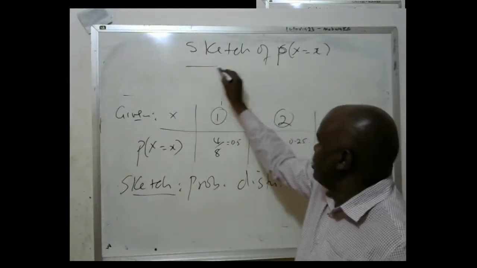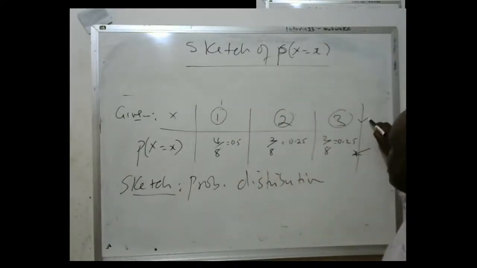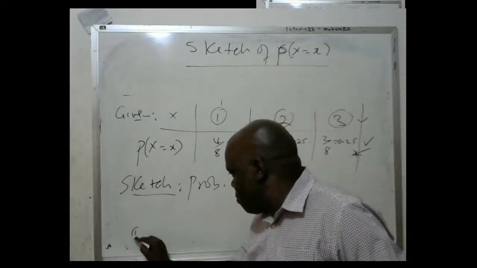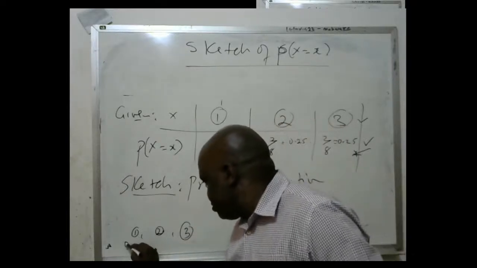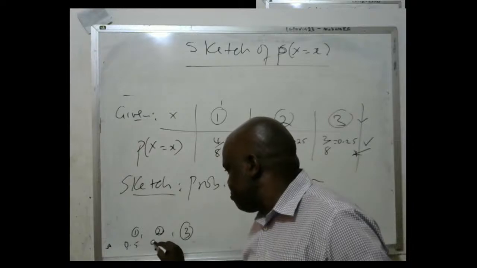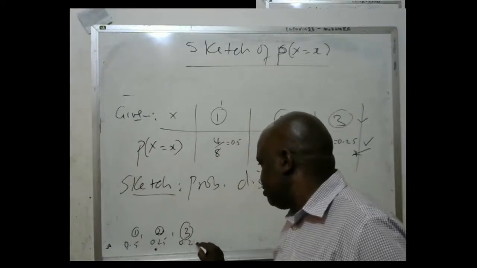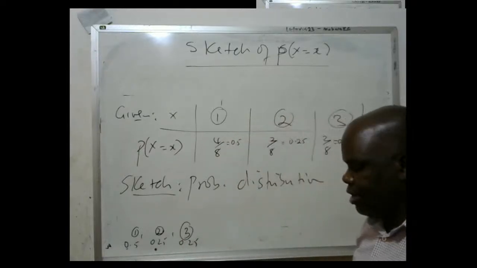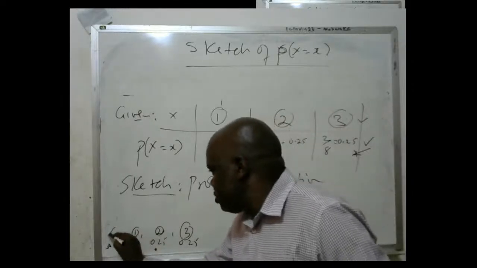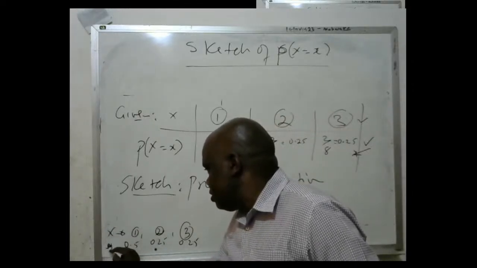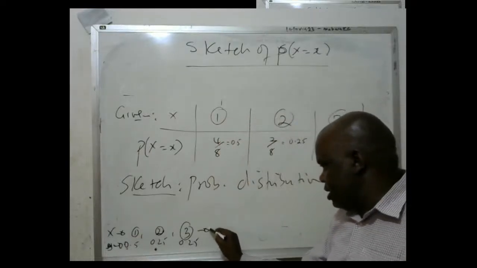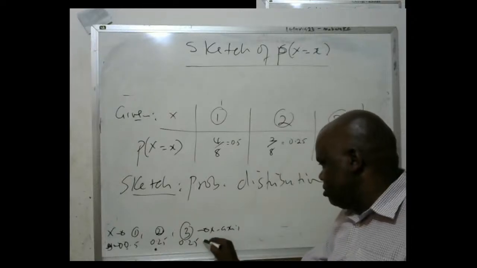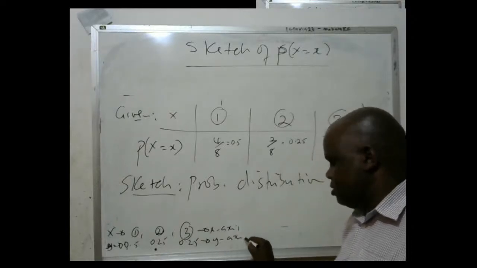For the ones which I have just done here, I'm going to plot this by a free sketch. I'm going to plot my 1, my 2, my 3 with their respective probabilities 0.5, 0.25, 0.25. These ones are going to take on the x values, and these ones are going to take on the y values, the y-axis.